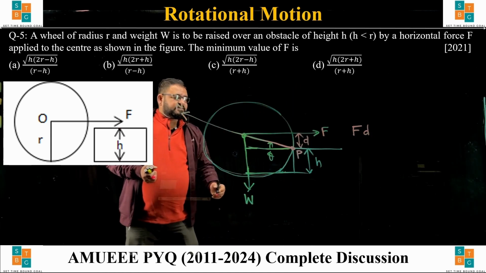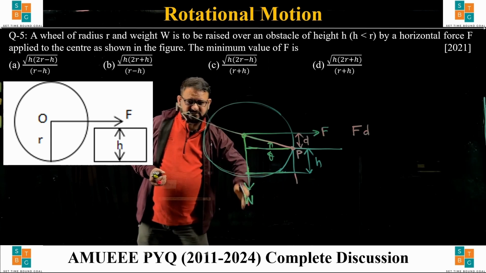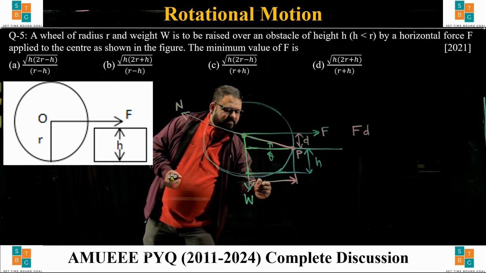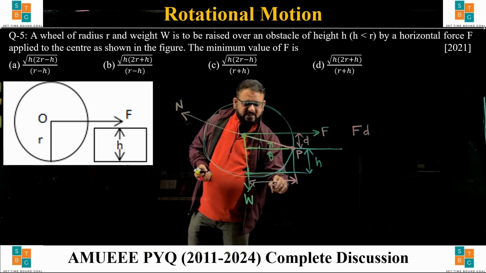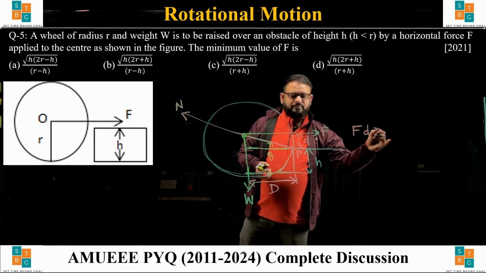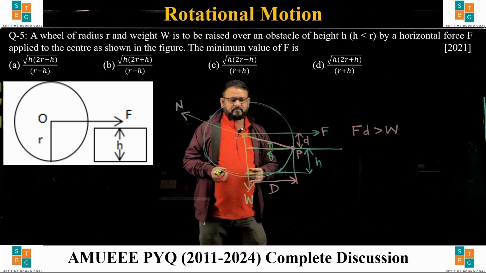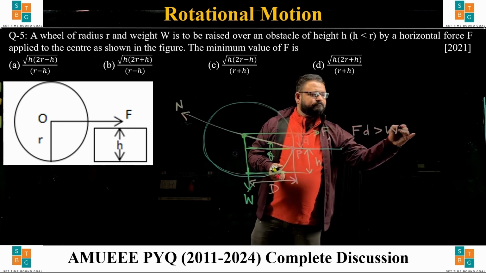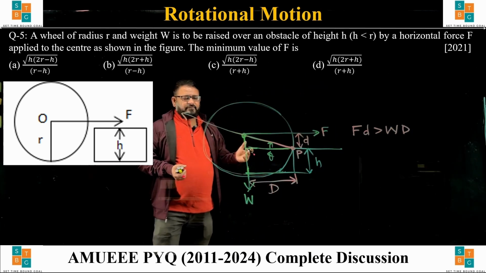And the thing is, the weight is giving counter torque. It is pulling it down. So we have to multiply weight with the perpendicular distance. We don't know it, so I'm going to take it as big D. So F into small d should be greater than W into big D. This is the condition. Now, how can we find d and D?